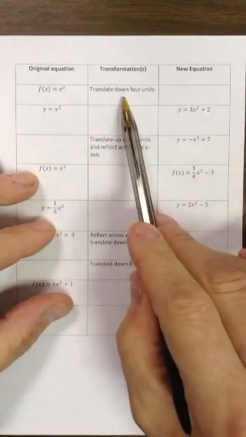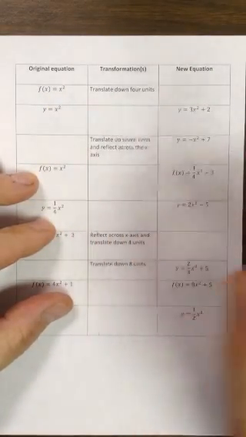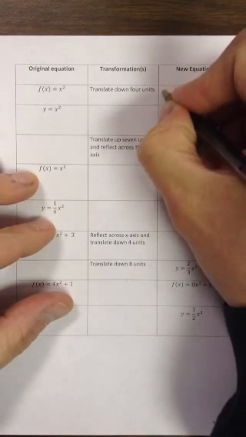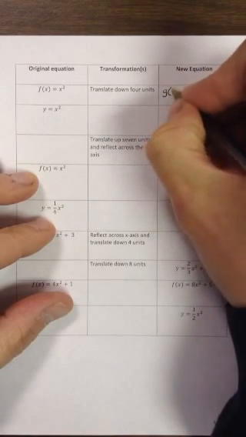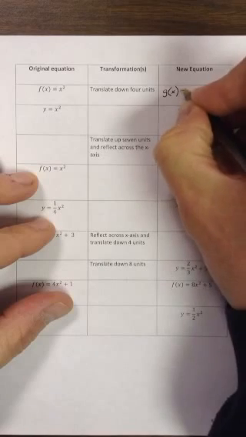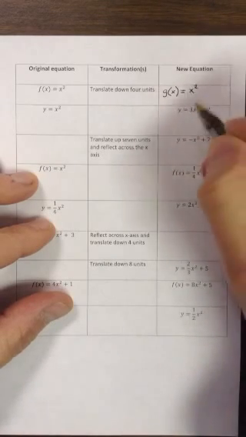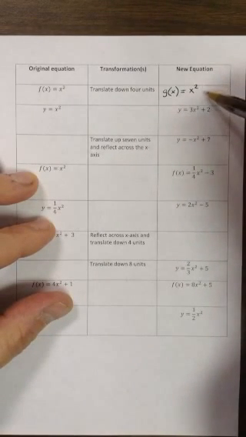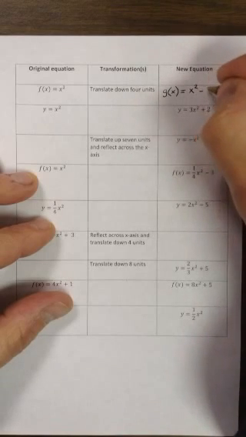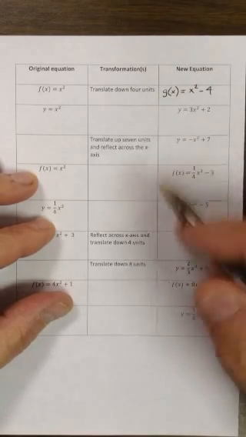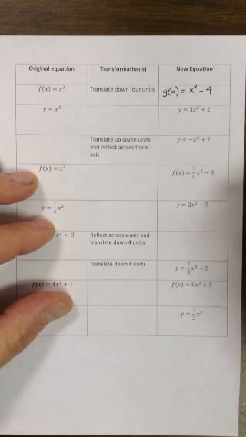We're going to translate down 4 units, and that will be a shift in the D value, if you looked at my video. And so remember, if you add a constant or a number to the parent function, it will translate it up or down. So we're going down 4, so we're going to subtract 4. There we go. All these can be verified on your calculator.